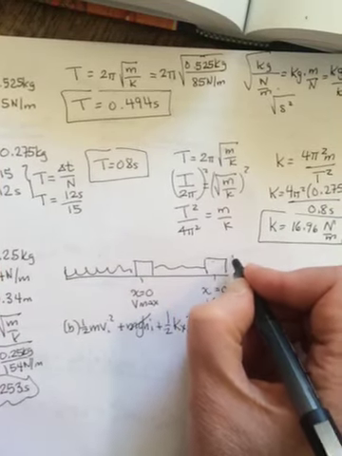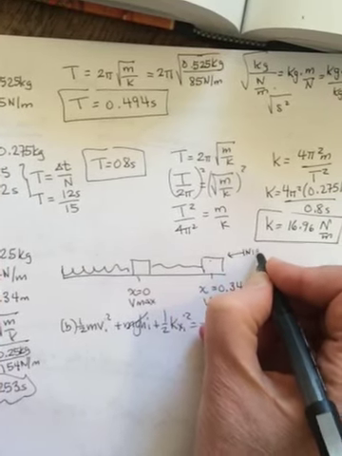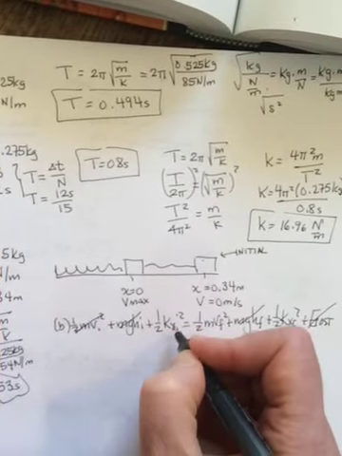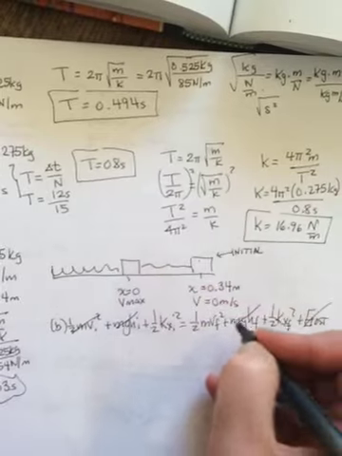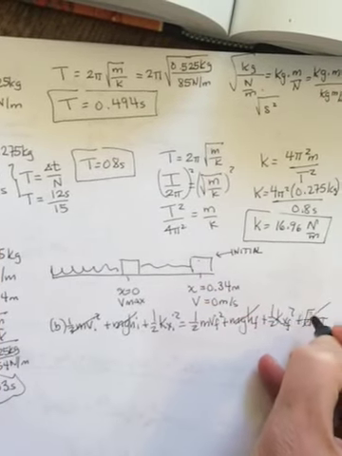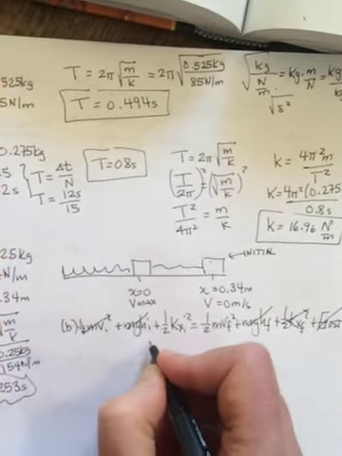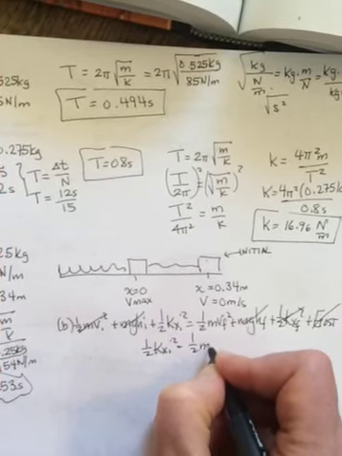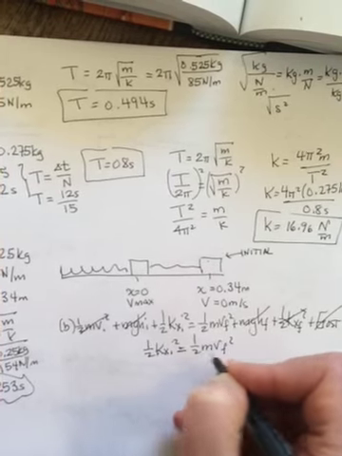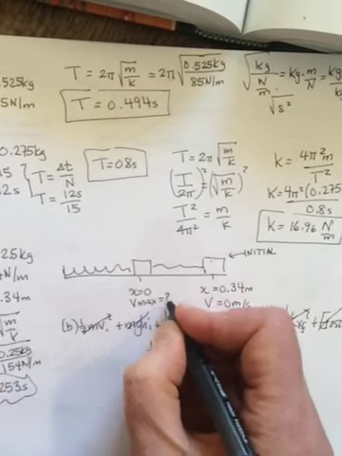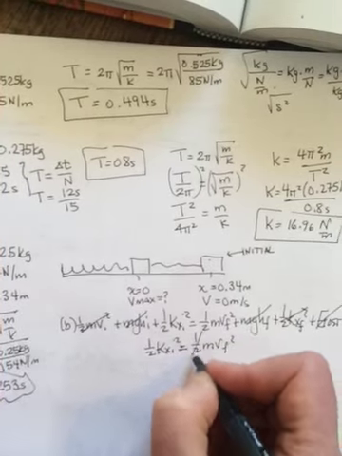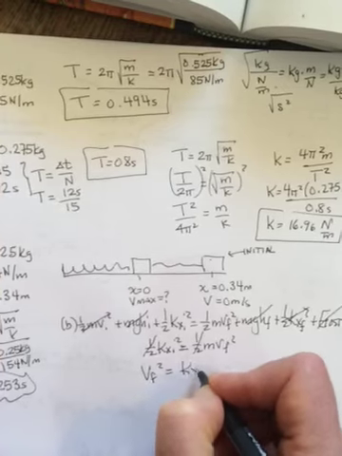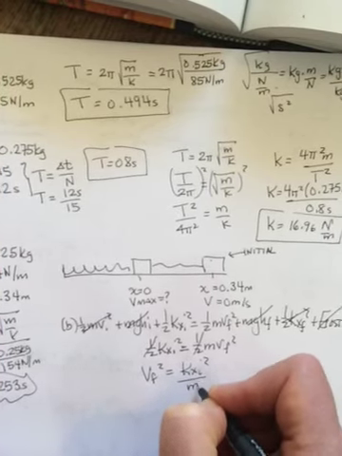I'm going to call this my initial here, just because I'd like to. And so out here there's no speed, but there is an x. And then this one would be my final, so in here there's a speed, but no x. And so I'm left with 1/2 k x initial squared equals 1/2 m v final squared. The halves are going to cancel, and I'm looking for v f. So divide both sides by m. So v f squared equals k x initial squared over m.